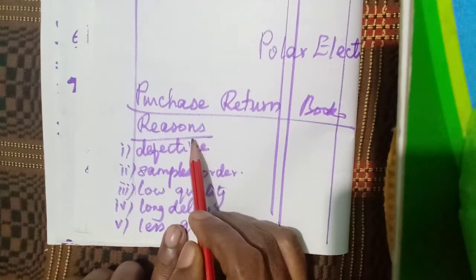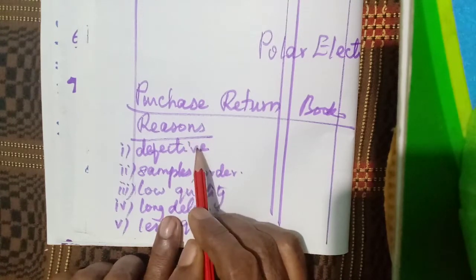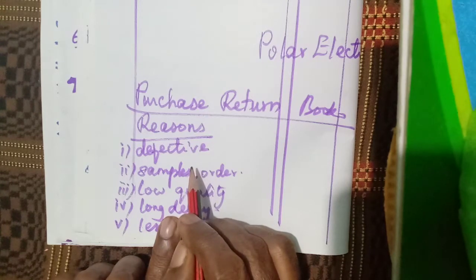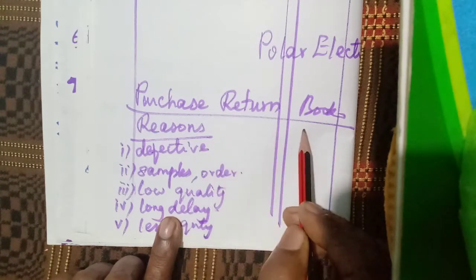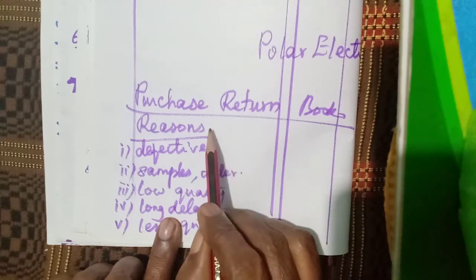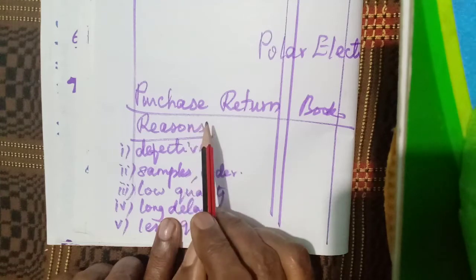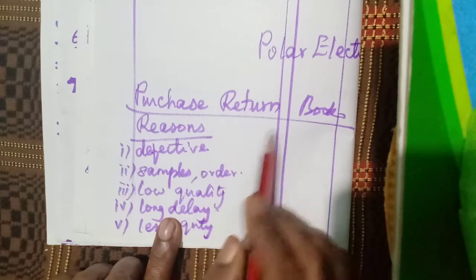Okay, students, let us learn accountancy today. Yesterday we learned about the purchases book, then the purchase returns book. Here, why do we prepare this purchase returns book?